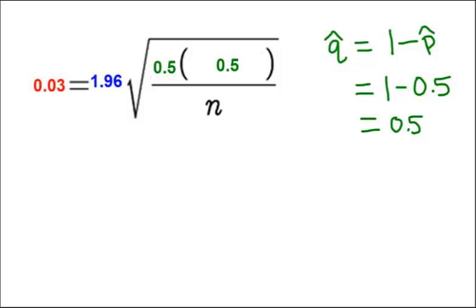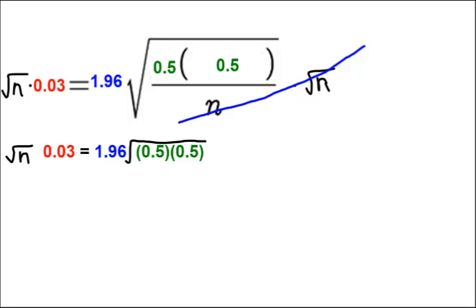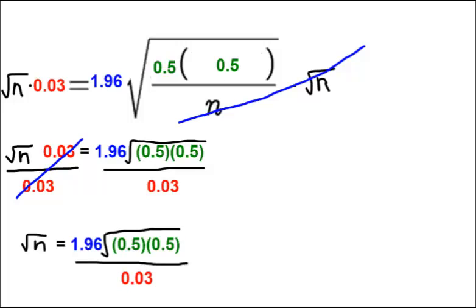Now we are just left with n, the sample size, which is what we're trying to solve for. To do that, first we multiply both sides of the equation by the square root of n, so that we can eliminate it on the right side. This is what we are left with. To get the square root of n by itself, we divide both sides by 0.03, which eliminates it on the left side, and we are left with this.